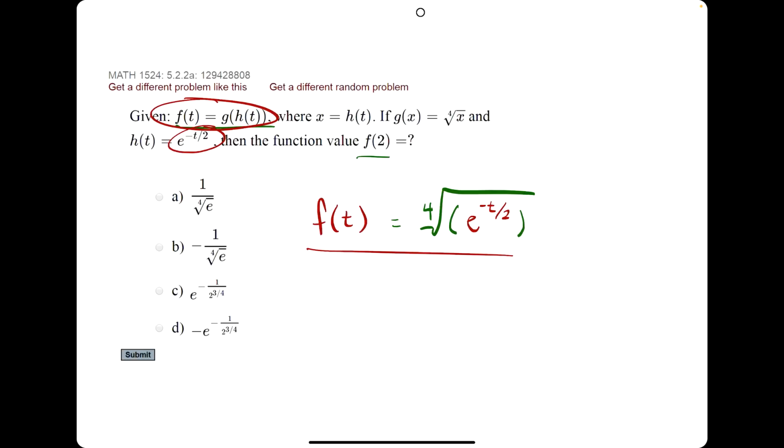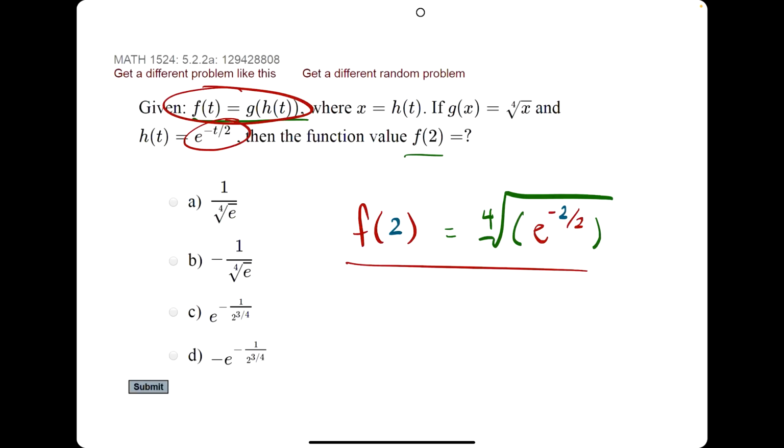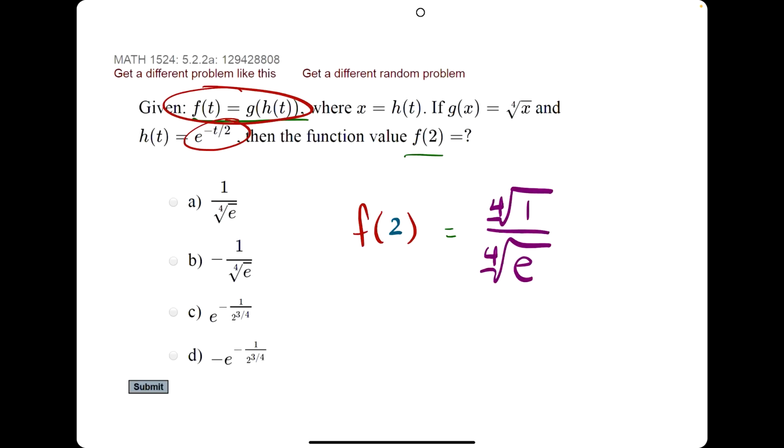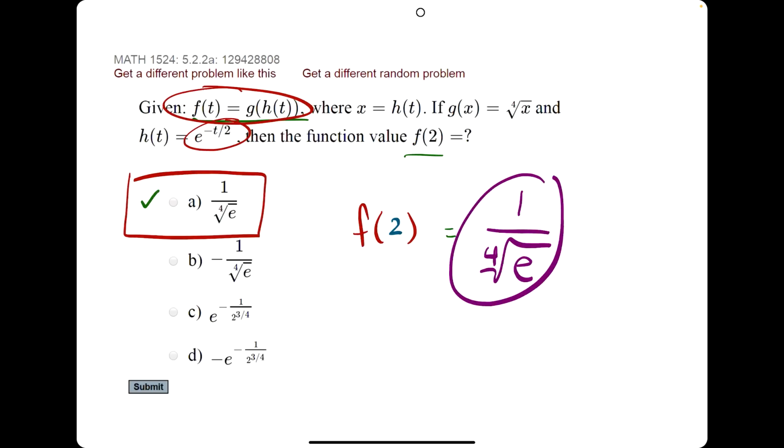So then if they're asking us to find f of 2, we'll plug in 2 wherever we saw t. If we start simplifying, negative 2 over 2 is just negative 1. E to the negative 1 is just 1 over e. And the fourth root of 1 over e can be rewritten as the fourth root of 1 over the fourth root of e. But the fourth root of 1 is just 1. And so all we're left with is 1 over the fourth root of e. So A is our answer.